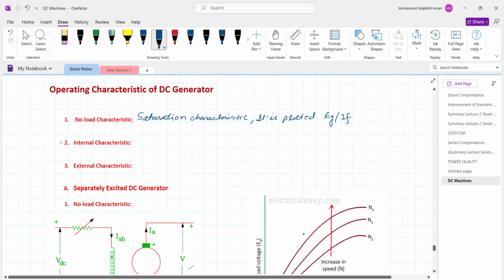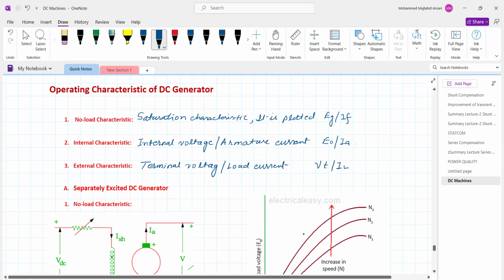Whereas the internal characteristic we can represent as the internal voltage, EG or E0, versus armature current, whereas the external characteristic is plotted between the terminal voltage, that is VT, versus load current or armature current. So these are some popular characteristics.